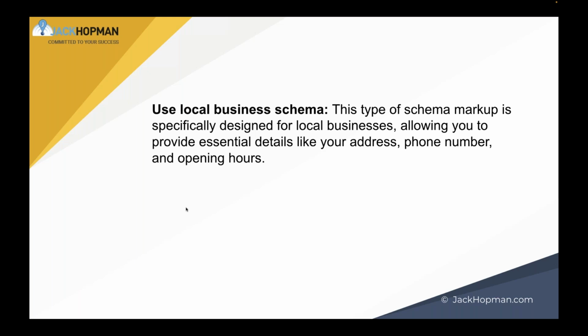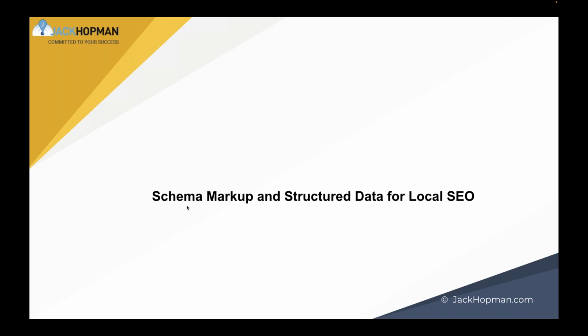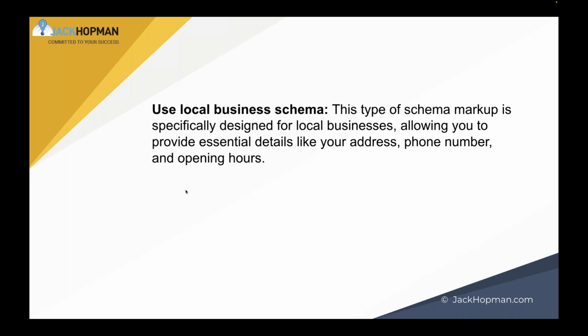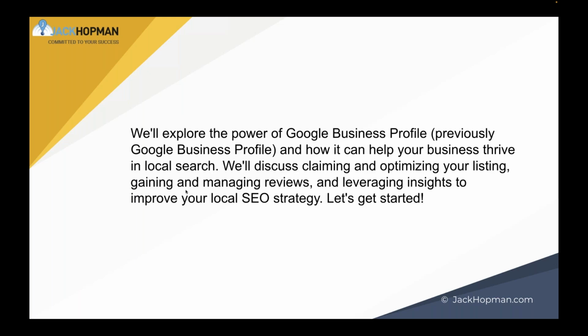Schema markup. Use local business schema. This type of schema markup is specifically designed for local businesses, allowing you to provide essential details like your address, phone number, and opening hours. Now, what is important from the schema? That it matches with the Google Business Profile listing. The power of Google Business Profile. We explored the previous Google My Business and how it can help your business thrive in local search. We already spoke about it.